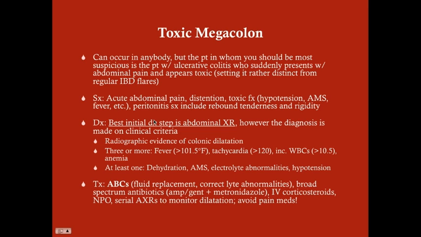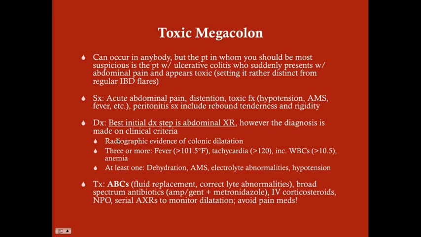Peritonitis can be found in toxic megacolon, and that's, remember, the rebound tenderness and rigidity. The best initial step, absolutely necessary anytime you think that the patient may have toxic megacolon, is going to be an abdominal x-ray. And I would actually say that any patient with ulcerative colitis who comes in with abdominal pain and has a fever should get an abdominal x-ray just to rule this out, because this is very, very deadly. So the best initial diagnostic step is going to be an abdominal x-ray.